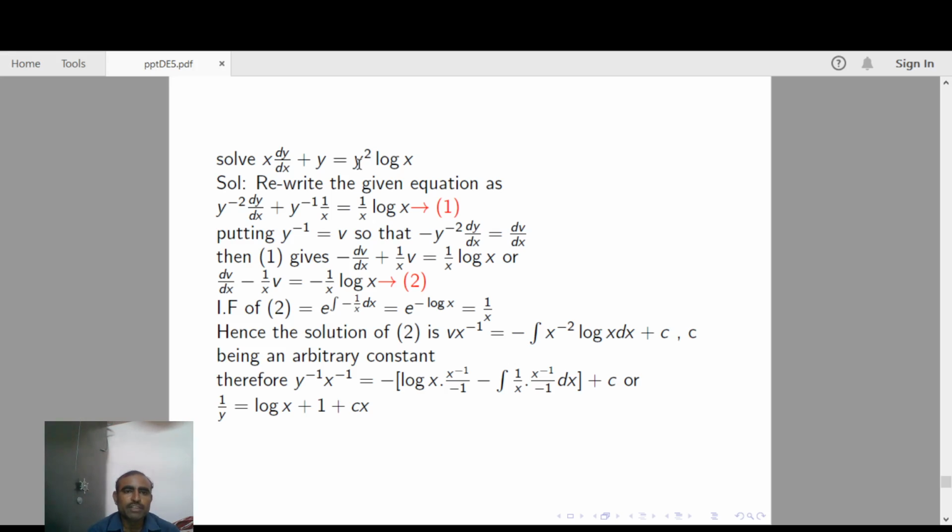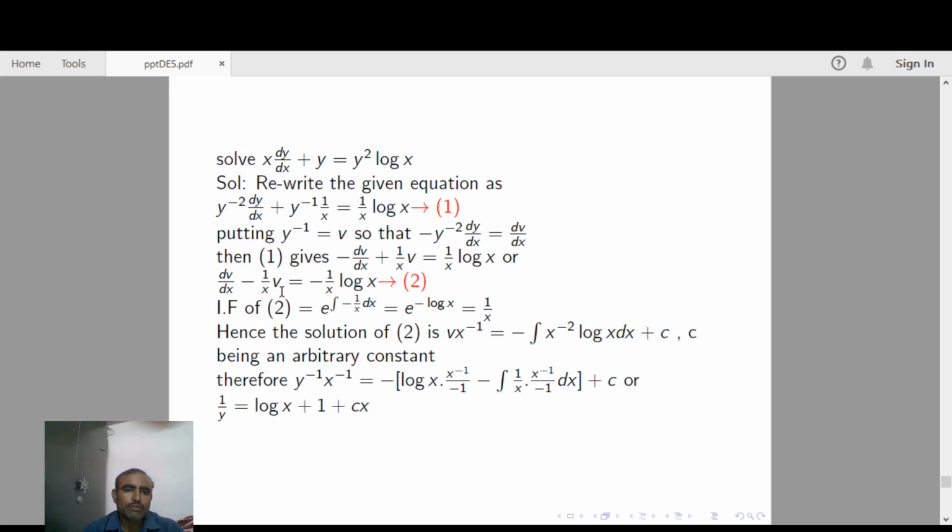Now putting y^(-1) = v, so that -y^(-2) dy/dx = dv/dx. Substitute these values in 1, we get -dv/dx + (1/x) v = (1/x) log x, or dv/dx - (1/x) v = -(1/x) log x. Now this is a linear differential equation in terms of v.